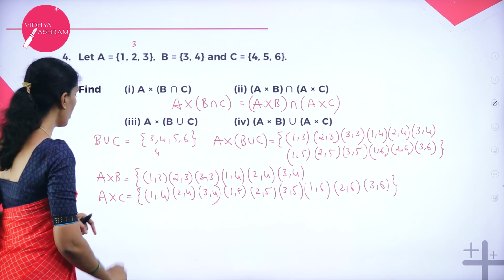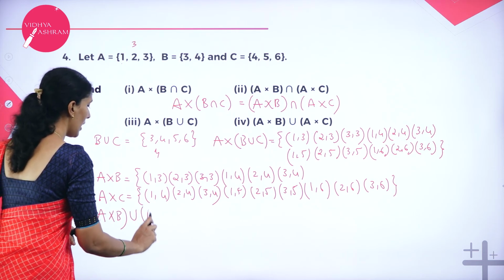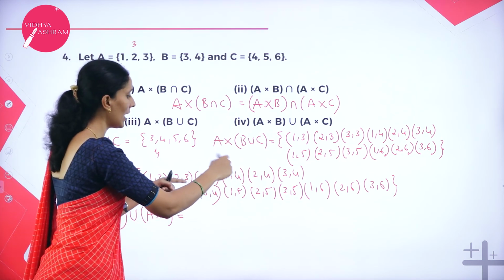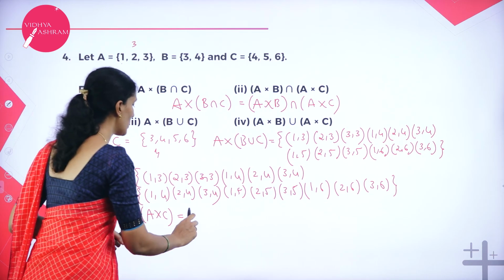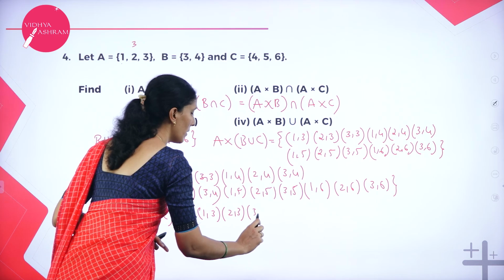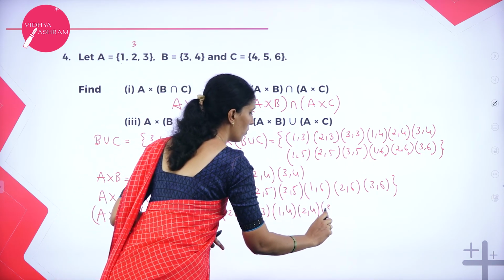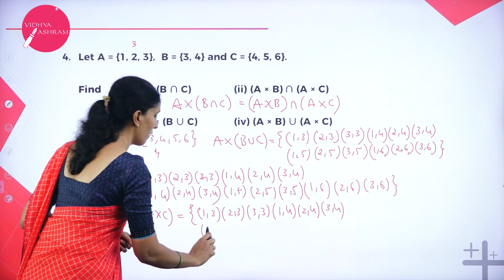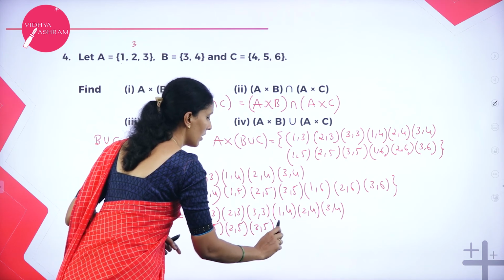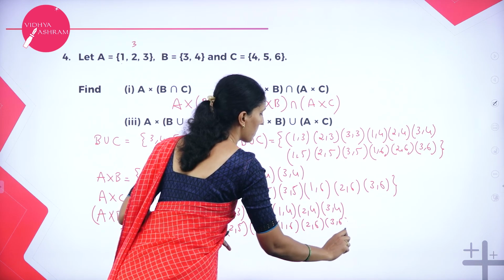Next, take the union of these two sets. So A cross B union A cross C. When you take the union, that means you write all the elements here. So the union of these two sets: 1,3, 2,3, 3,3; 1,4, 2,4, 3,4; next 1,5, 2,5, 3,5; next 1,6, 2,6, 3,6.